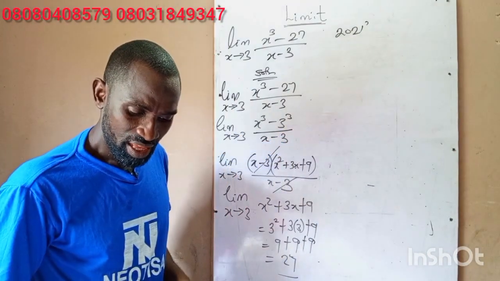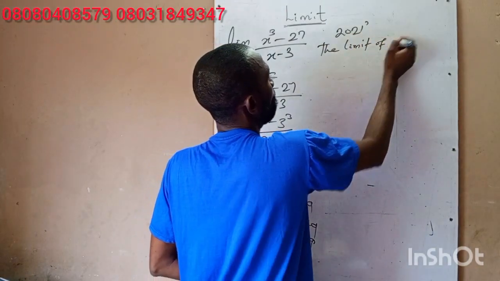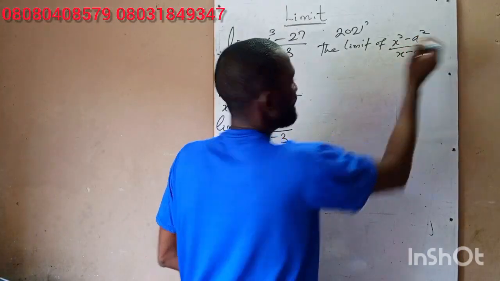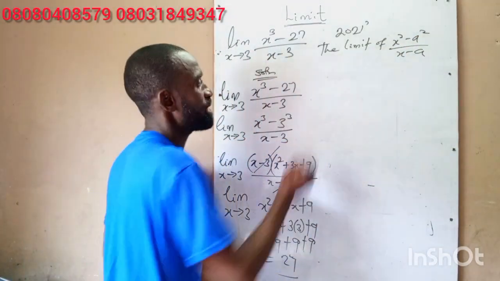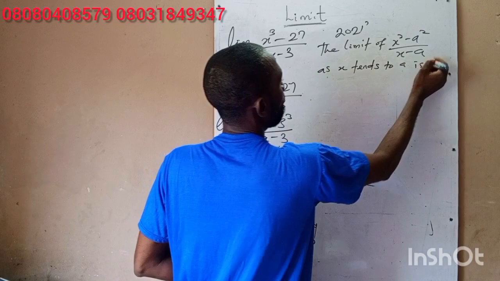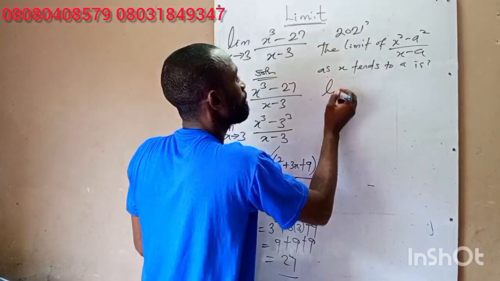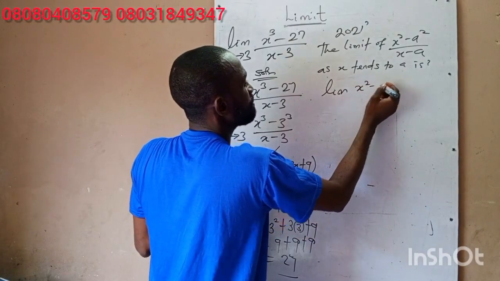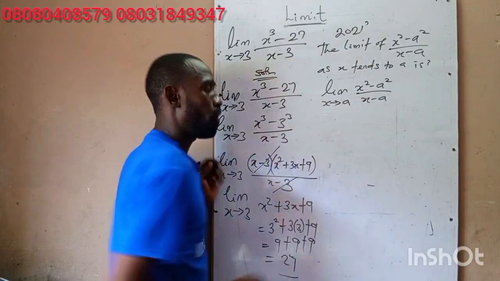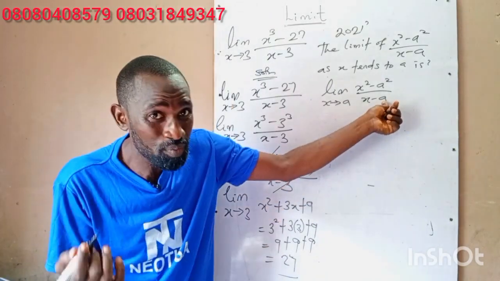The question says: find the limit of x squared minus a squared all over x minus a as x tends to a. So look at this now. We are saying the limit of s squared minus a squared all over s minus a as s approaches a. If I use direct substitution, this will be a minus a, which is 0. So it can't work.